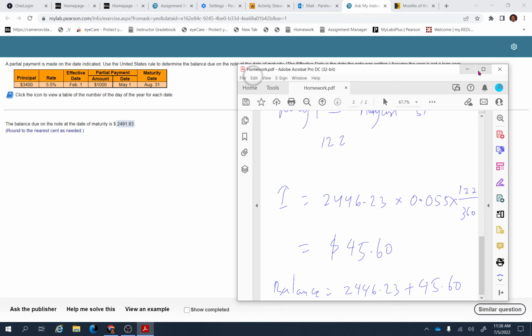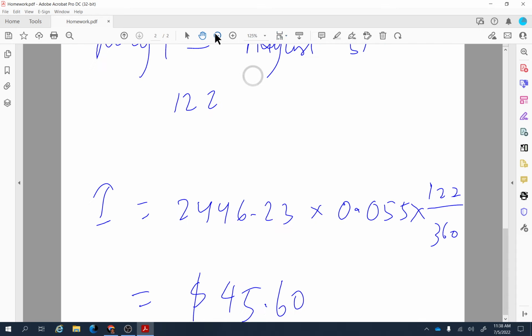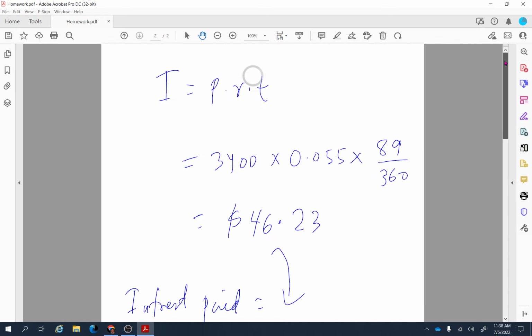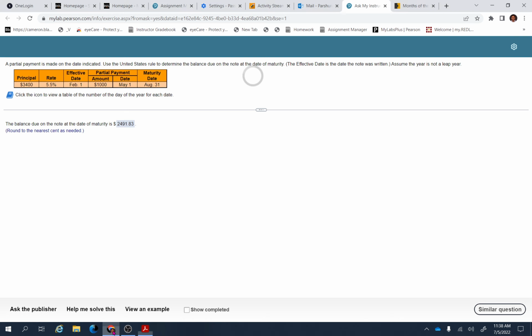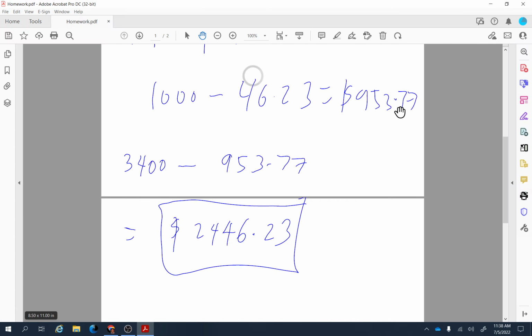So the only tricky part here is counting the number of days between one date and another date. So make sure that you use the right number of days. I just Googled how many days in each month, and this is the table I got, and I just added these numbers. Okay, hopefully it will help you.